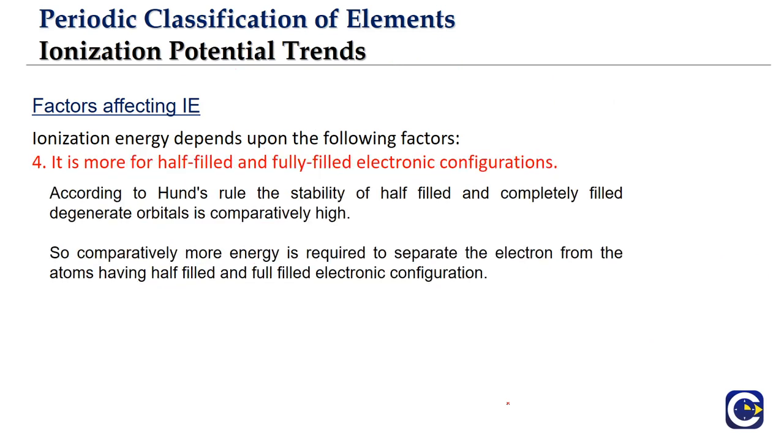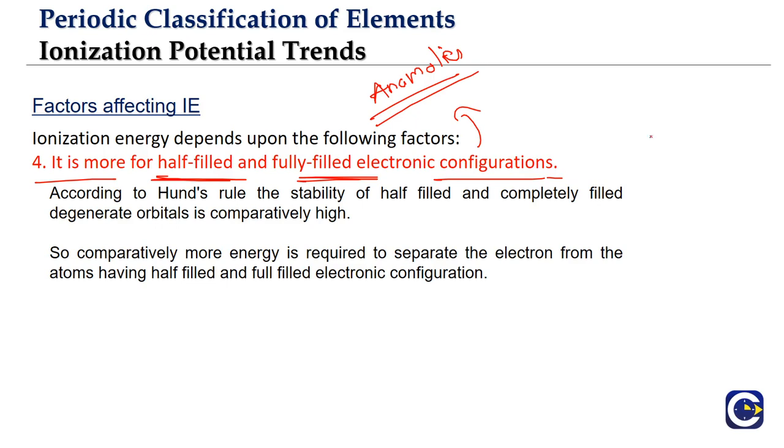The next factor is a factor that will explain some of the anomalies. So we'll always have to focus on what the factors are that will explain the anomalies. The ionization energy will be more for half filled and fully filled electronic configurations. This is generally true if you talk about the P level, D level and F level. And in case of S level, it is only when it is fully filled. This half filled concept will not come.